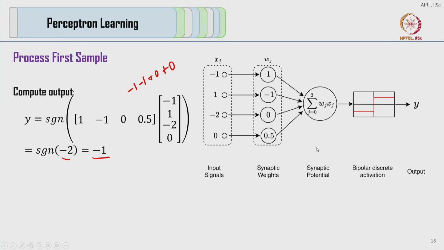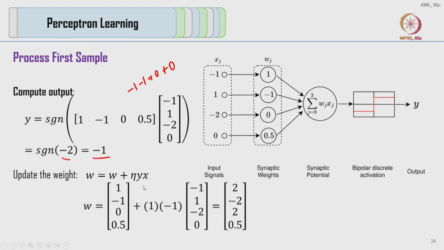So, this is my architecture. For the weight update rule, w is equal to w plus eta into y into x. Eta is the learning rate. I am assuming the learning rate to be 1. Later on we will discuss what value to select for the learning rate. At this point I am just taking it as 1. So the initial weight plus 1 into minus 1, and the x. This is how the weight changes.